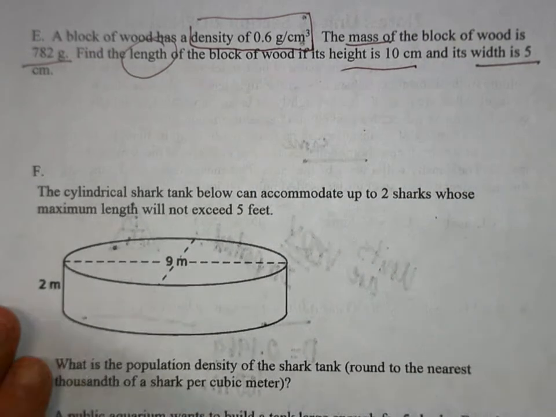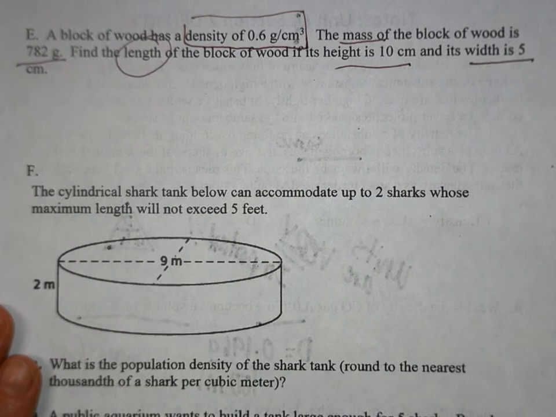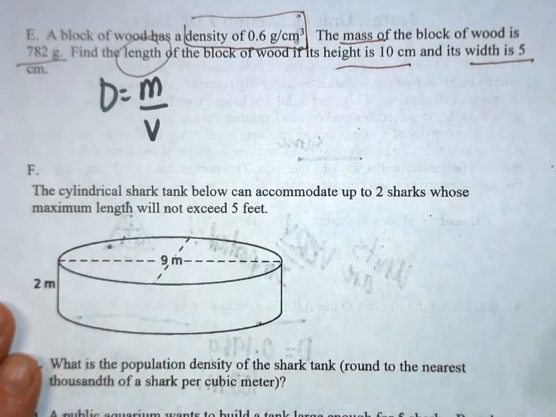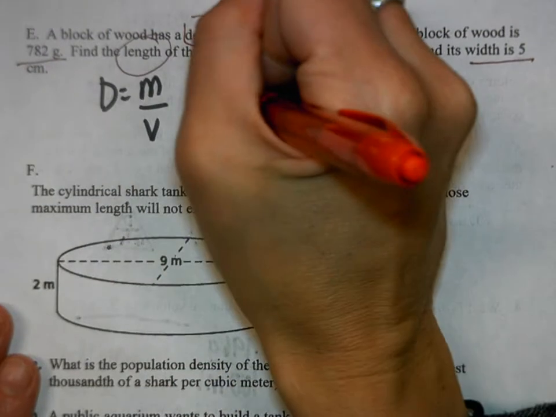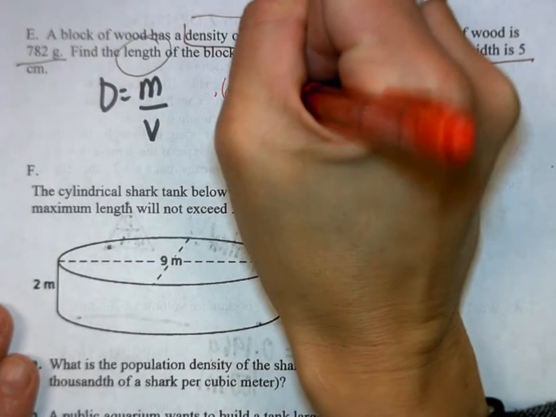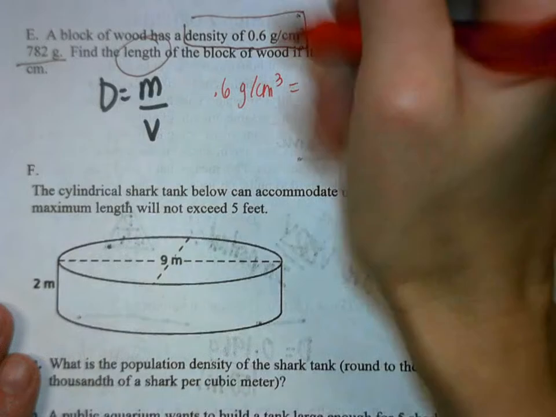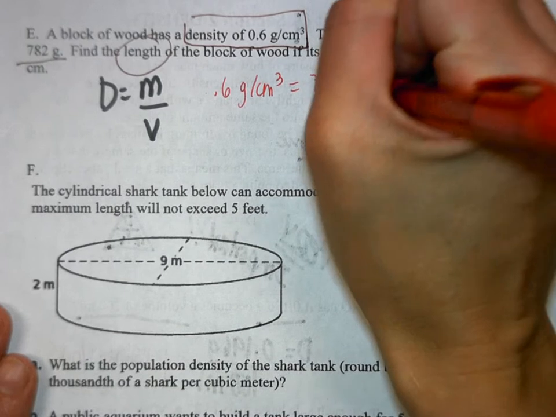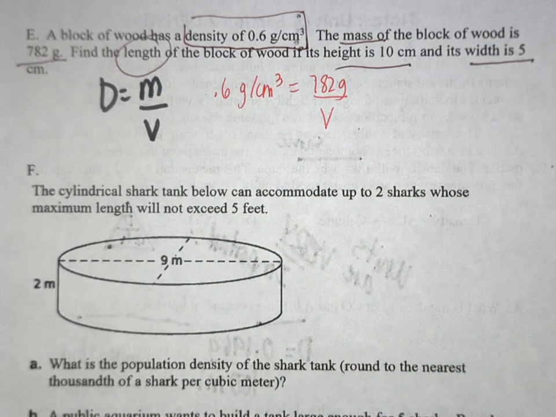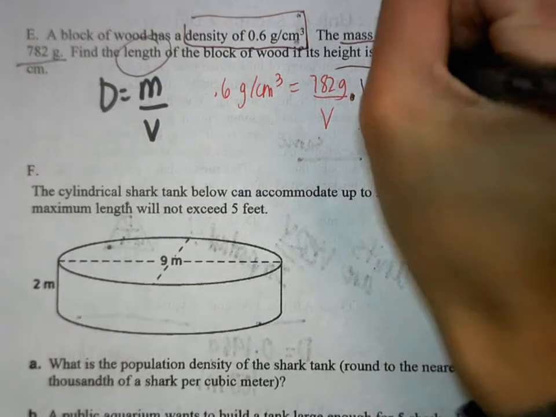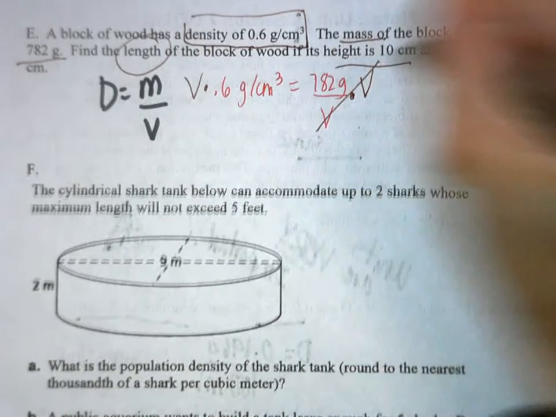So when we use our formula, which is, let's see here, density equals mass divided by volume, we're gonna plug in our numbers. So I have 0.6 grams per centimeters cubed equals, in this case, my mass, they said, was 782 grams, and we're going to divide by volume. Once I have the volume, then I can plug in that information to find my length. So just as we did in the previous two examples, I'm going to eliminate this fraction by multiplying both sides by v. I do that, the v's cancel out.